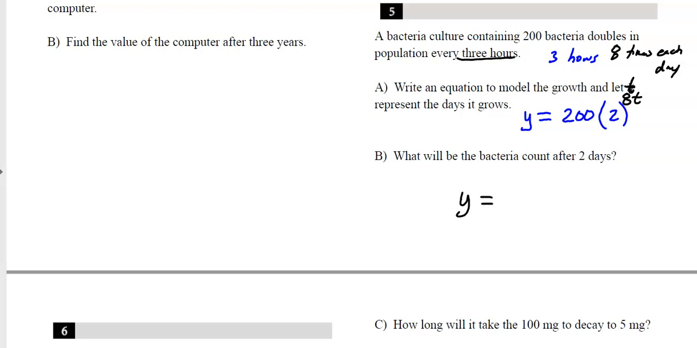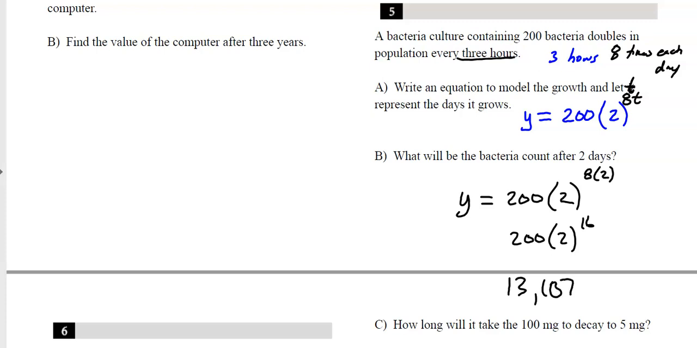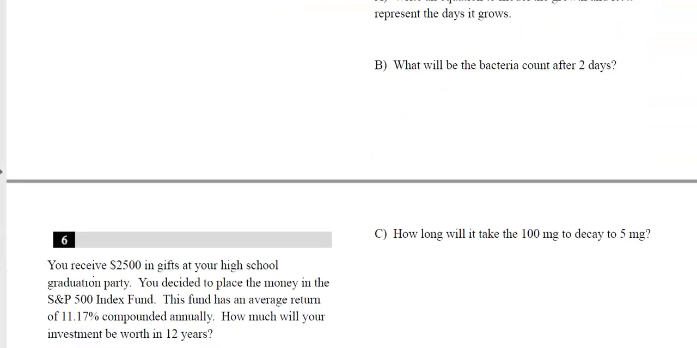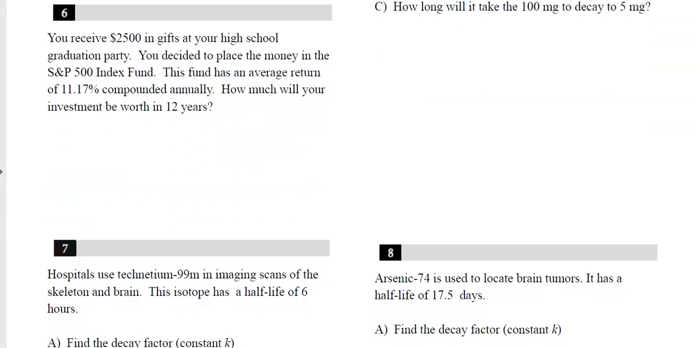So basically y equals, start with 200, I double, and I double 8 times a day times 2 days. I could have just wrote a 16 there. So this is going to be a giant number. You know, we're talking 200 doubling 16 times. And when I put it in my calculator, I got a pretty big number. I got 13,107,200. All right, let's move on over to the back page, see what we got going on in here.